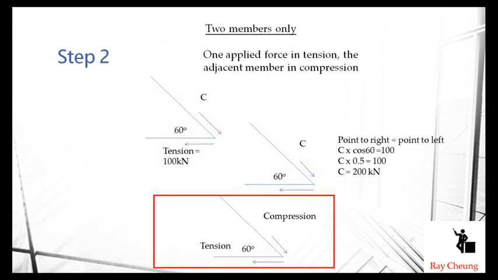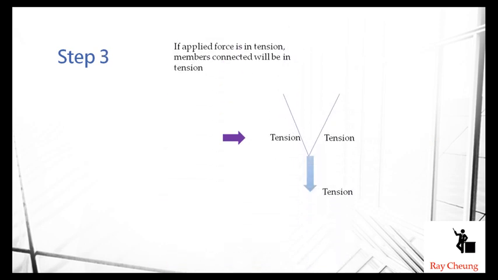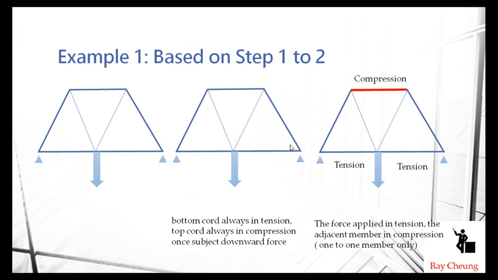And the second step, if you remember, the structure should be in equilibrium. For example, if we have a tension force, the other members should be in compression. That means you can easily assume whether a member is in compression or tension if we see a case like this. Another case is if we have a tension force directly applied, then all the members connected should be in the same direction. For example, this is a tension force, all pointing downward and all in tension.